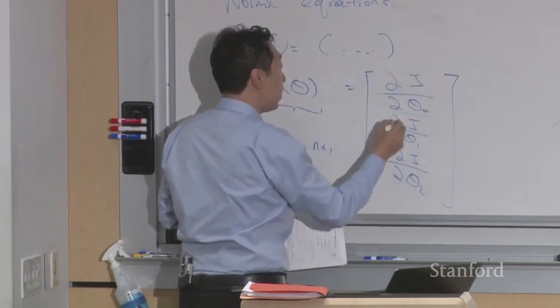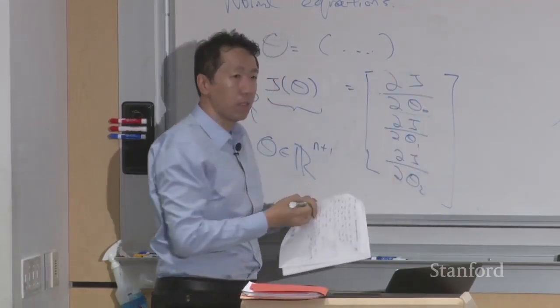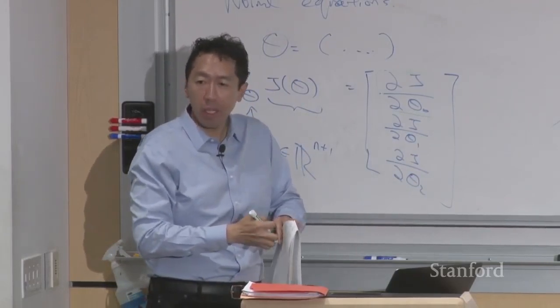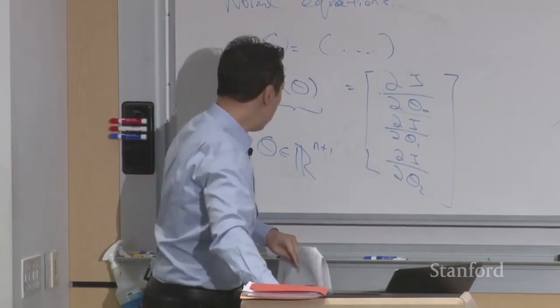So that's the first component of this vector, that's the second, and that's the third, okay? It's a partial derivative of J with respect to each of the 3 elements.